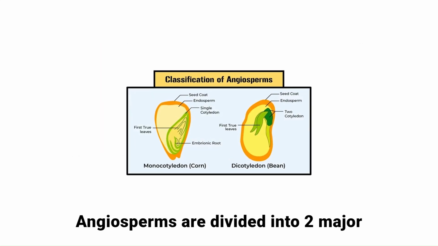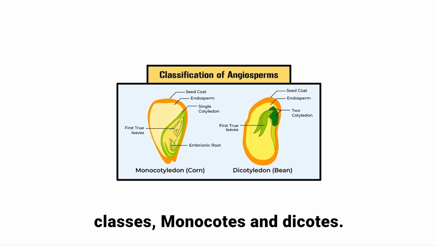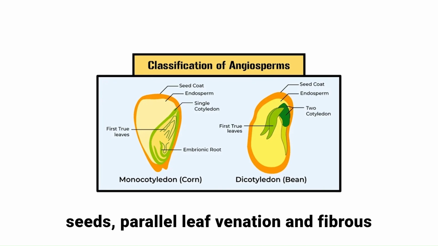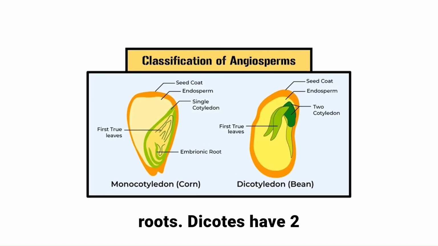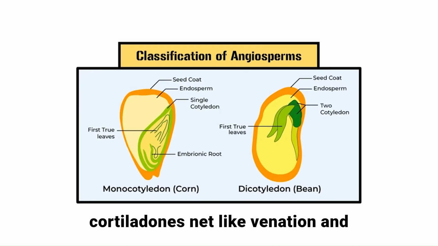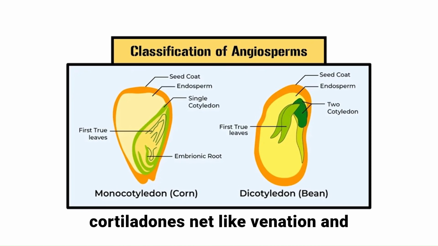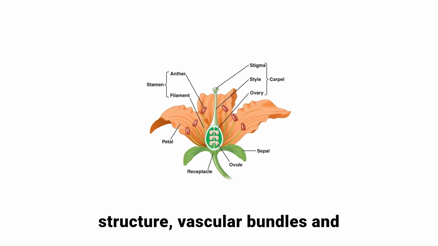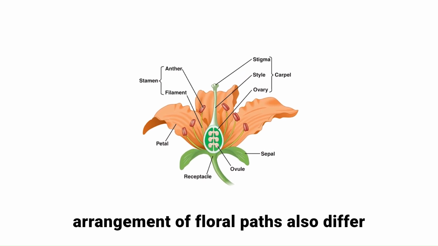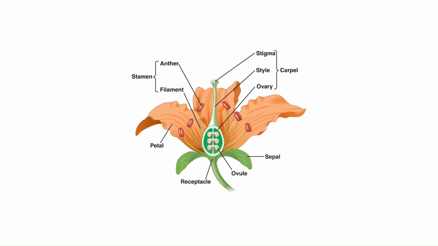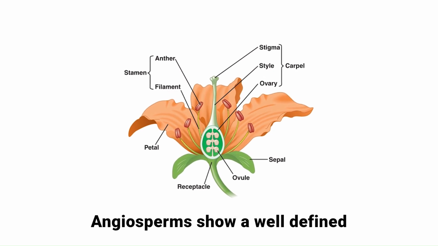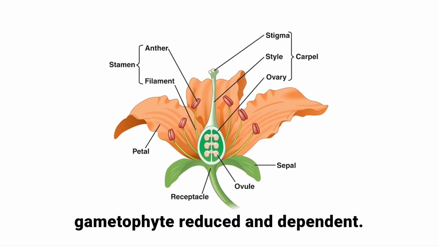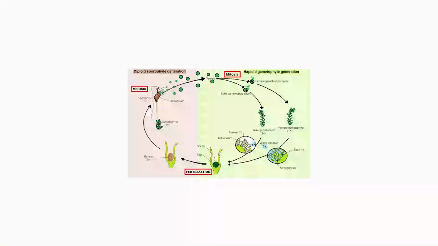Angiosperms are divided into two major classes, monocots and dicots. Monocots have one cotyledon in their seeds, parallel leaf venation, and fibrous roots. Dicots have two cotyledons, net-like venation, and taproot systems. The flower structure, vascular bundles, and arrangement of floral parts also differ between monocots and dicots. Angiosperms show a well-defined alternation of generations, with the sporophyte being dominant and the gametophyte reduced and dependent.